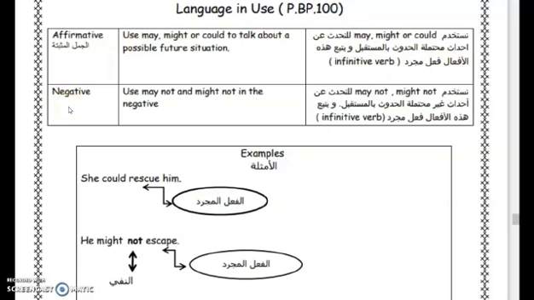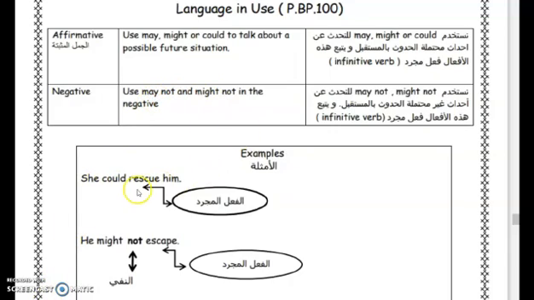Now, for negative form, we have may not or might not. May not or might not in the negative. So we use might not and may not to talk about events that are unlikely to happen in the future. Also verbs after may not or might not should be infinitive.